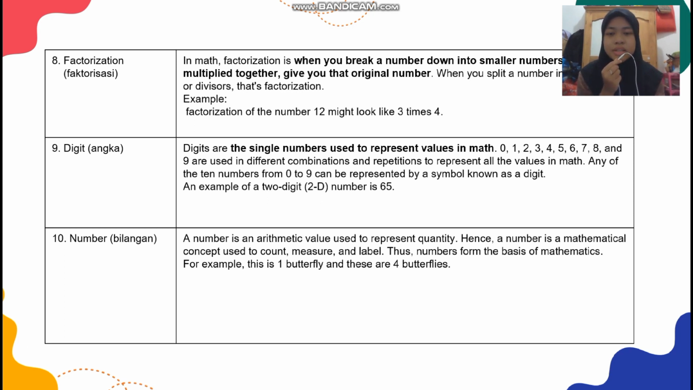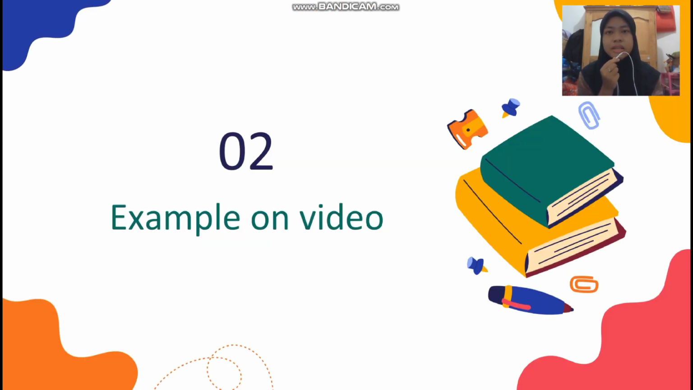The last is number, which means bilangan. A number is an arithmetic value used to represent quantity. Hence, a number is a mathematical concept used to count, measure, and label. Thus, numbers form the basis of mathematics. For example, this is one butterfly and these are 4 butterflies. And second, I will explain about the examples in the video.